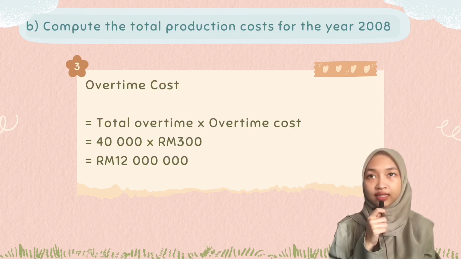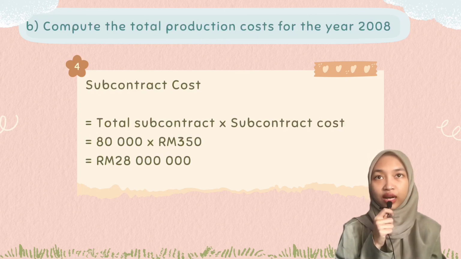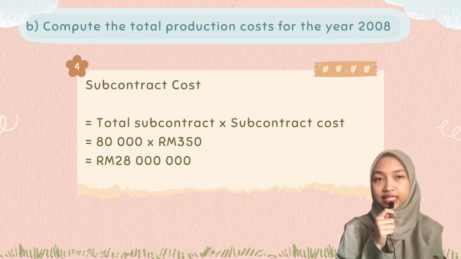Thirdly, we need to calculate the overtime cost. The total overtime is 40,000 and we need to multiply by the overtime cost, which is RM300. And the total overtime cost is equal to RM12 million. Next, we need to calculate the subcontract cost. Total subcontract is 80,000 times subcontract cost, which is RM350. And the total subcontract cost is equal to RM28 million.